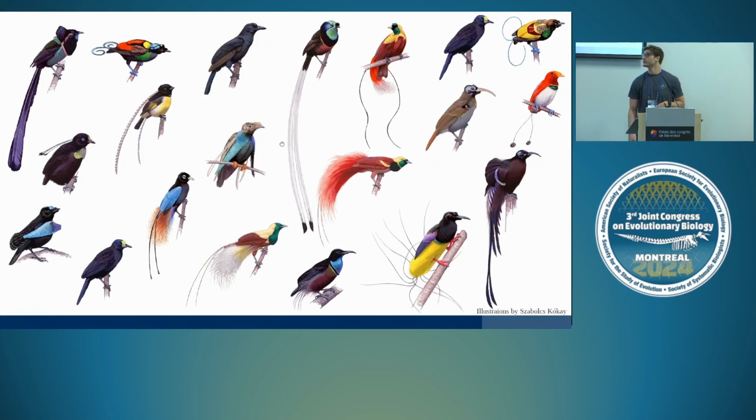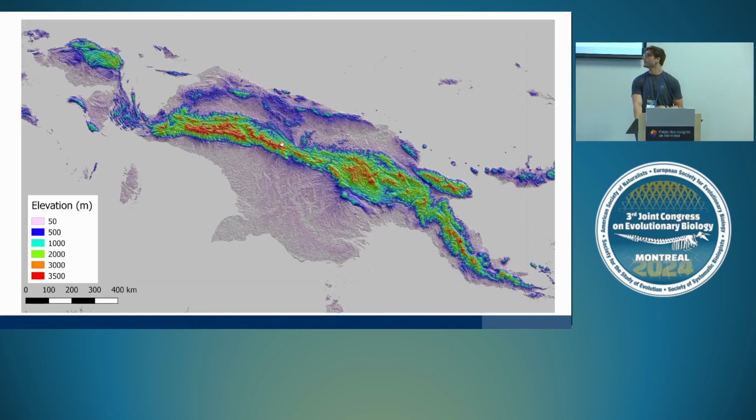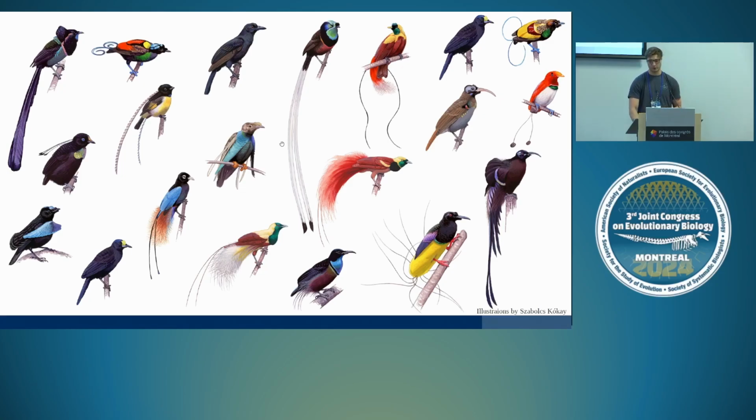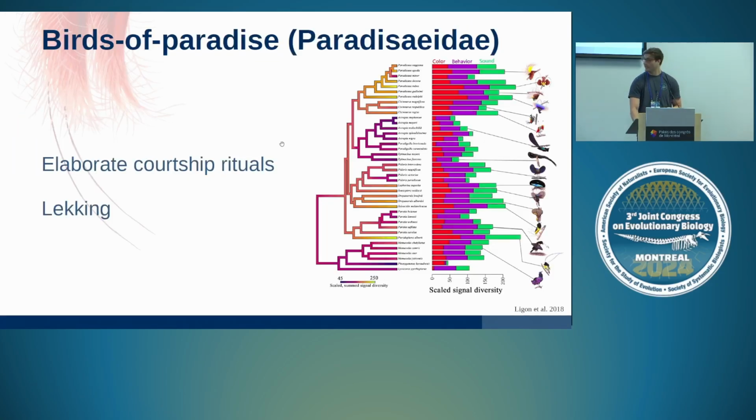So first, I was just going to show you the crazy diversity in plumage that is in the group birds of paradise. For those of you who don't know, the birds of paradise are endemic to New Guinea and surrounding islands, and there are roughly 45 different species, but a lot of them have crazy morphological differences. They're also known for having crazy elaborate courtship rituals, and a lot of the species reproduce through lekking.